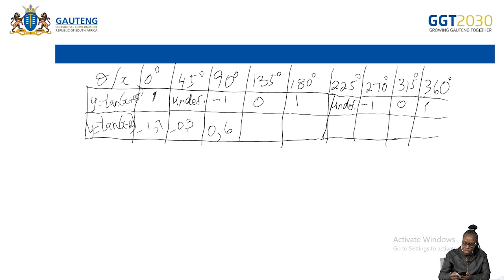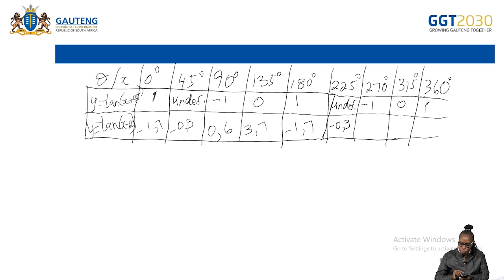When I have 135, it gives me 3,7. When I have 180, it gives me negative root 3. That is negative 1,7 again. When I'm at 225, it gives me negative 0,3.